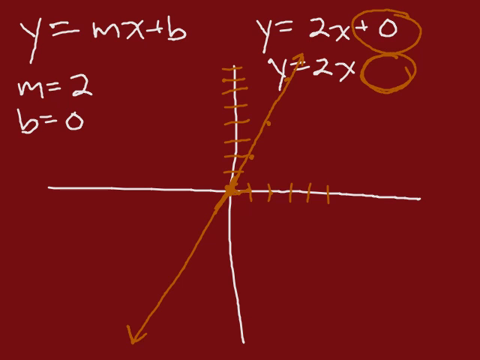Okay. What happens if b is negative? Let's look at that. If we have y is equal to 1/2 x minus 3, what that means is that the y-intercept is going to be on the negative. So it's going to cross here. And the slope is up 1 over 2. Up 1 over 2. Okay, and here's our line.